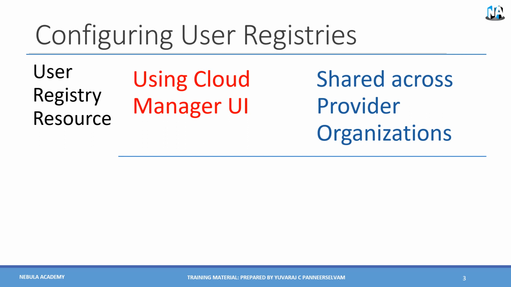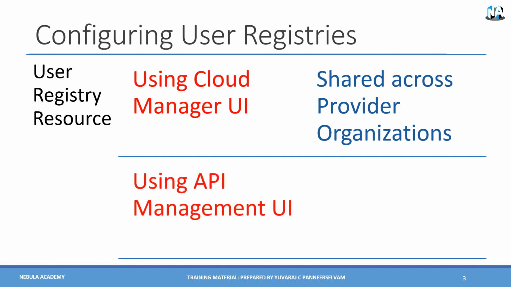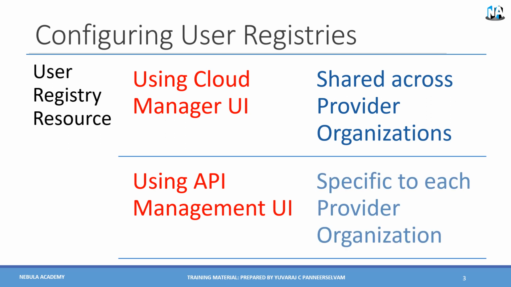Whereas the API Manager user interface is specific to each provider organization. So when you use the API Manager user interface to configure your user registry resources, they are specific to that provider organization only. Only APIs of that particular provider organization can use or refer to these user registries. So depending on your requirement, you could choose to create the user registry resource either using the Cloud Manager user interface or the API Manager user interface, or you could do it using the command line interface also. But for the sake of this illustration, I'll be using user interfaces.